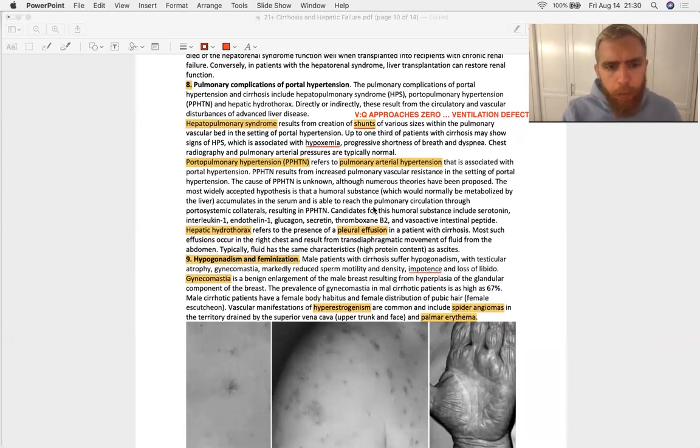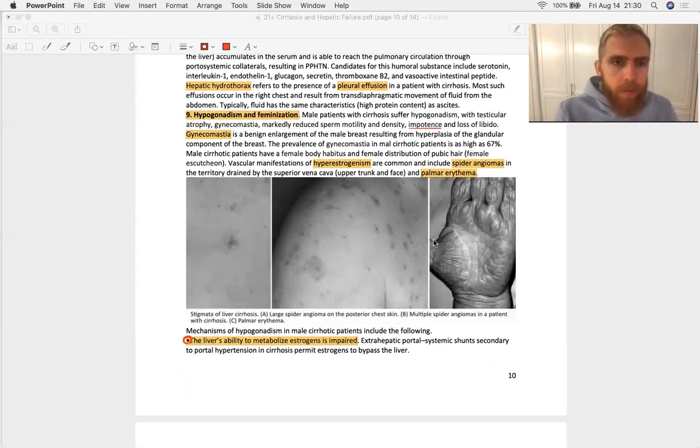And then number 3, hepatic hydrothorax refers to the presence of a pleural effusion in a patient with cirrhosis resulting from transdiaphragmatic movement of fluid from the abdomen. So typically you get a lot of ascites and it just reaches a critical mass, and maybe there's a weak point in the diaphragm and it just bursts through like the water through a dam.